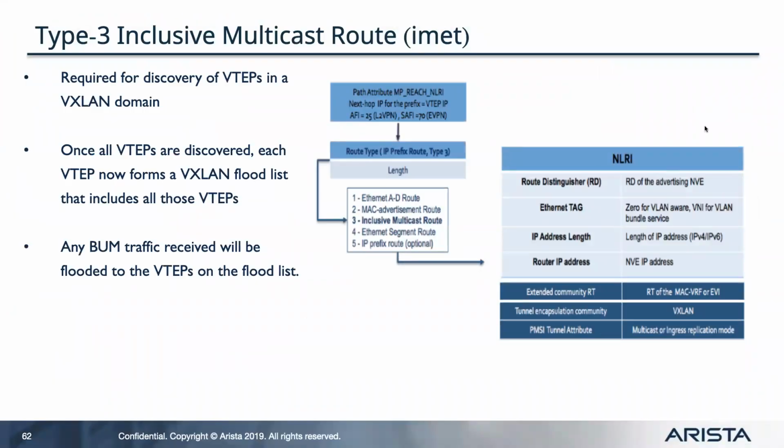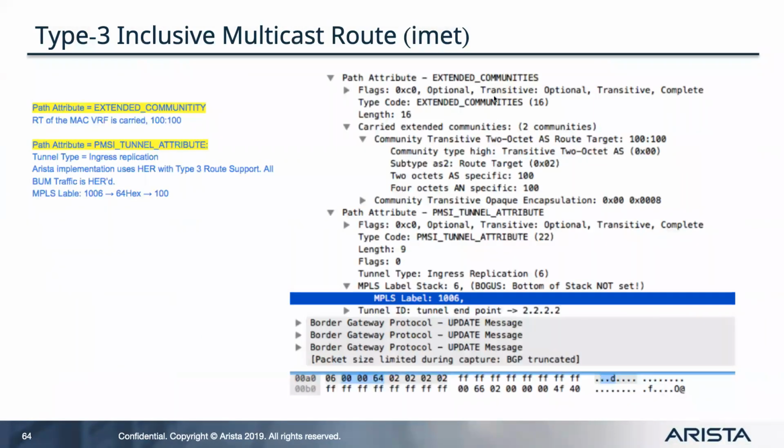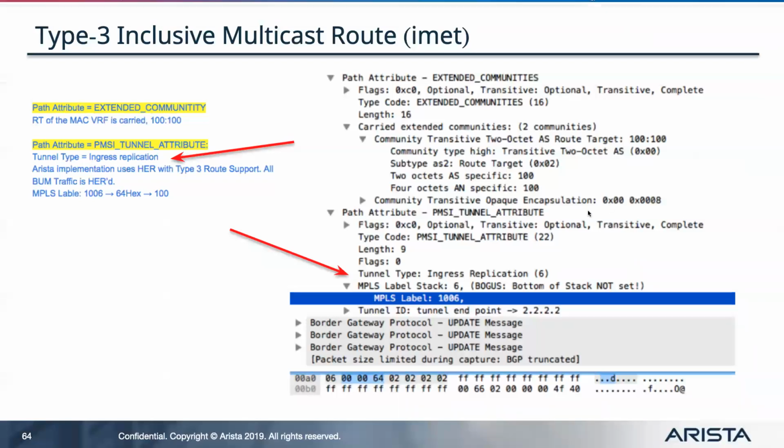So this is the packet format, and this is what it looks like. This is what we capture. We have seen AFI, SAFI, and all this information. The path attribute extended community is the route target. So we will have the route target here, yes, this route target.